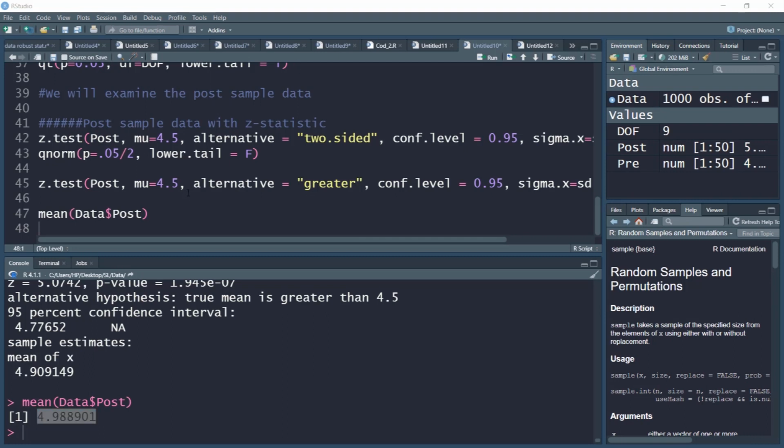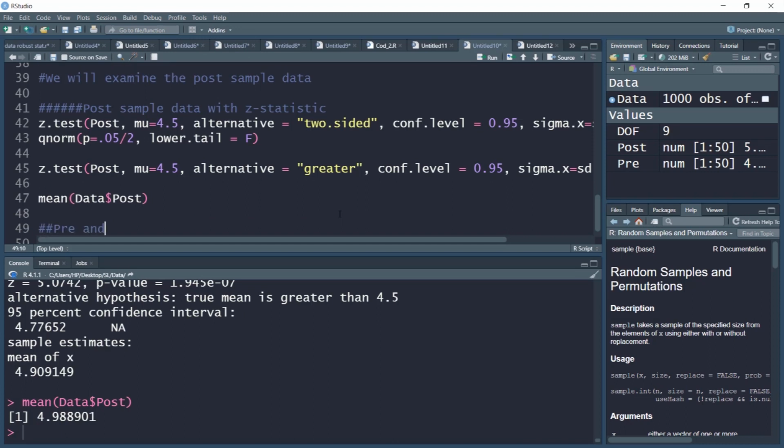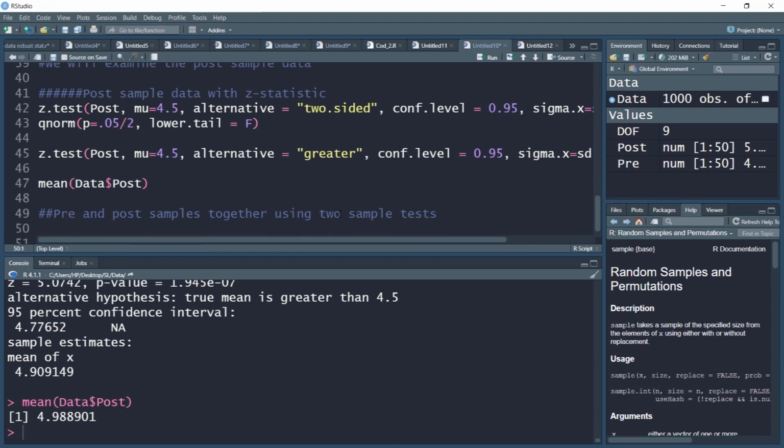Now that we have examined the pre and post samples separately using simple single sample hypothesis testing, in this video we'll analyze and compare the pre and post samples together using two sample tests. First, let us start with simple Z-test statistics. So we'll start with Z-test hypothesis testing.